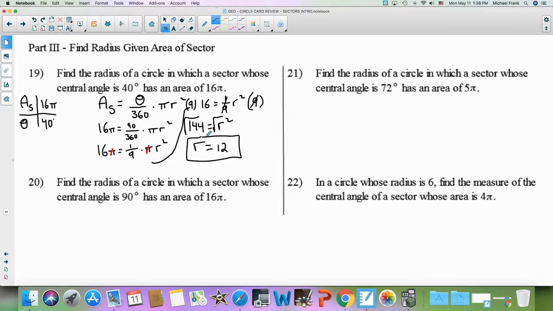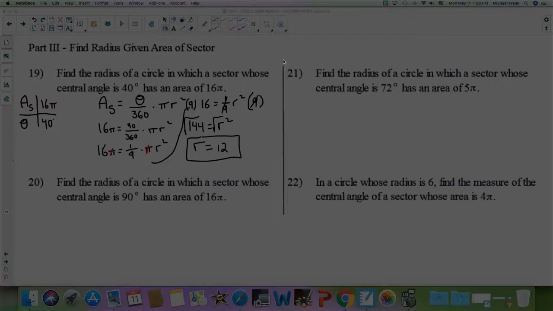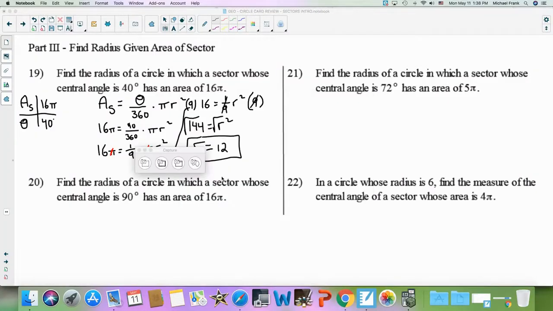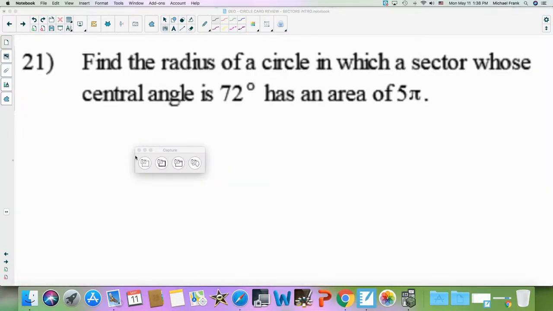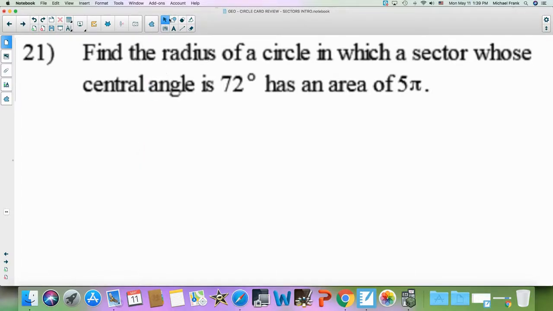Now I'm going to show you one more problem here, but I'm going to try to illustrate it for you as well. This will be the last problem we do. So let's take a look at this problem right here. Take it to a new page. Okay. So what I'd like to demonstrate is what's actually happening here. Basically, they're saying find the radius of a circle in which a sector whose central angle is 72 degrees has an area of 5 pi.